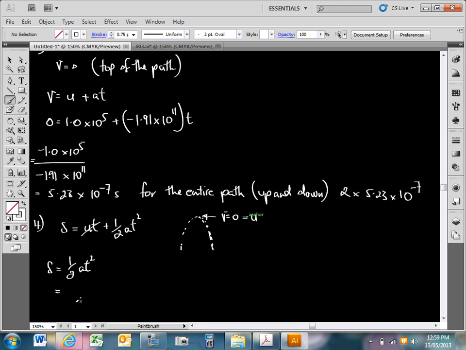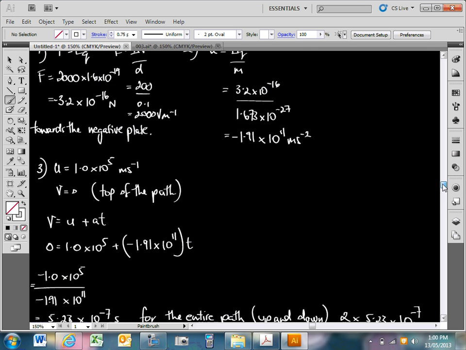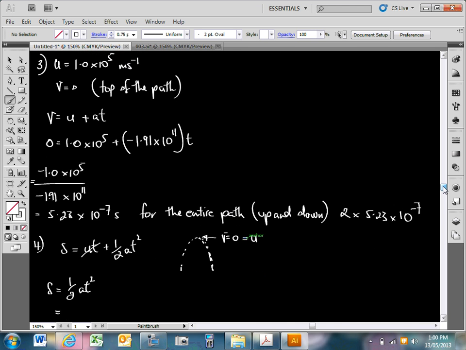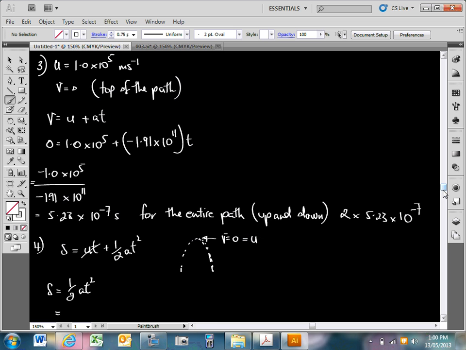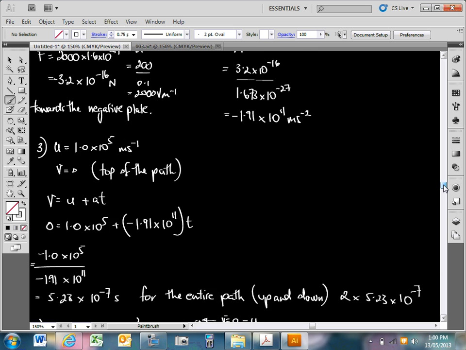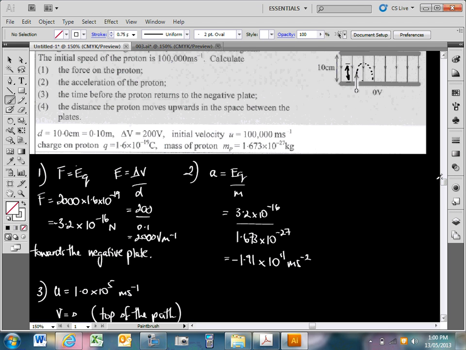Yes. Yeah, so in this case, it's going to set up the acceleration as negative, but I'm just going to say the magnitude of that acceleration. Yes. Scroll up a little bit. Yeah, so we're looking at this displacement here, aren't we? So the top of its path to back down. The question might ask in the test, does the proton reach the positive plate?